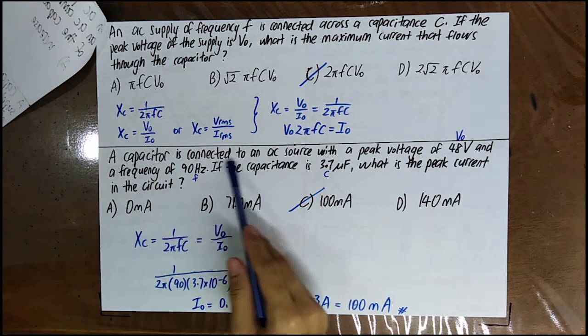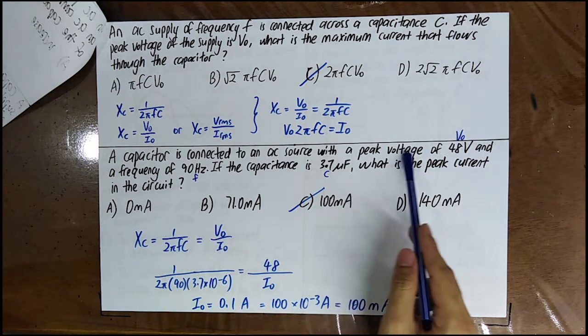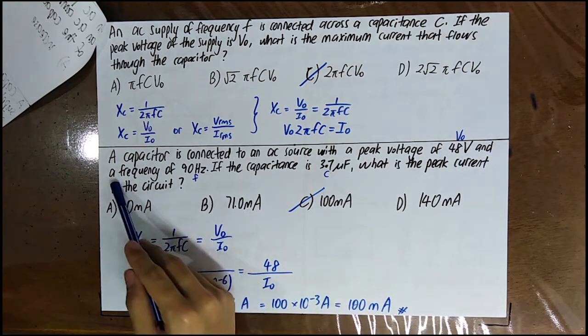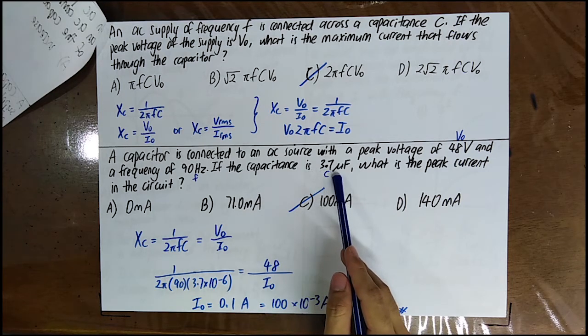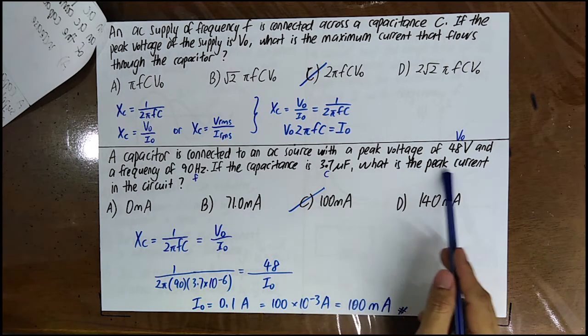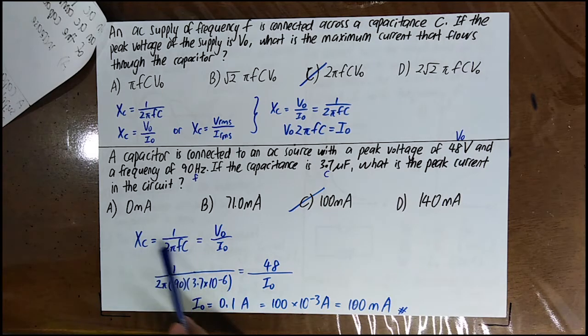A capacitor is connected to an alternating current source with a voltage of 48 volt and a frequency of 90 Hz. If the capacitance is 3.7 microfarad, what is the peak current in the circuit? XC equal to 1 over 2 pi FC equal to V0 over I0. Then you substitute everything inside, then you can get the value for the I0.